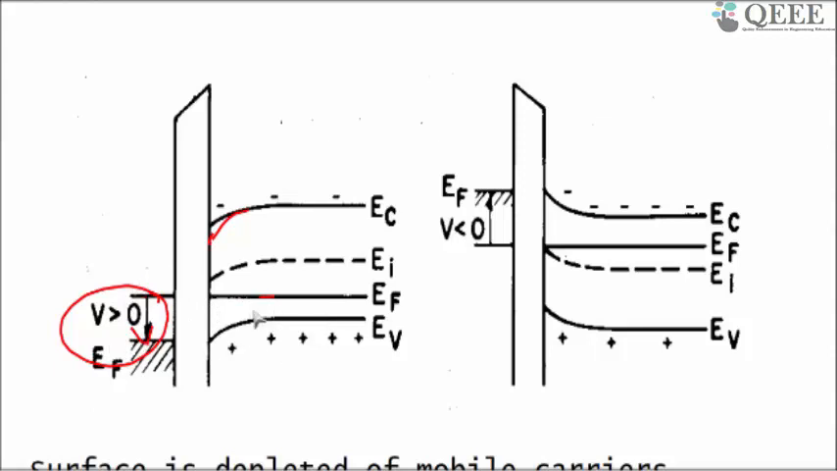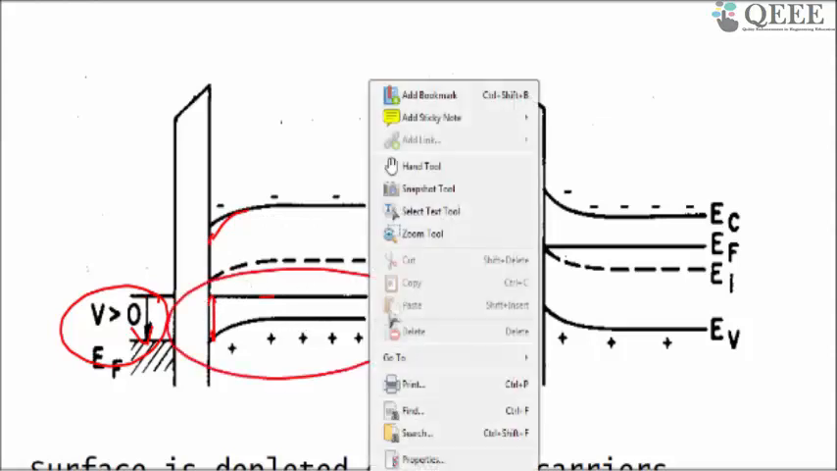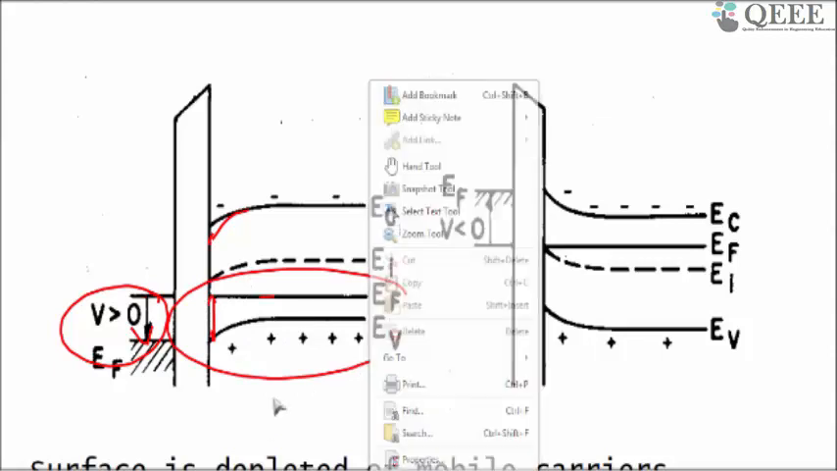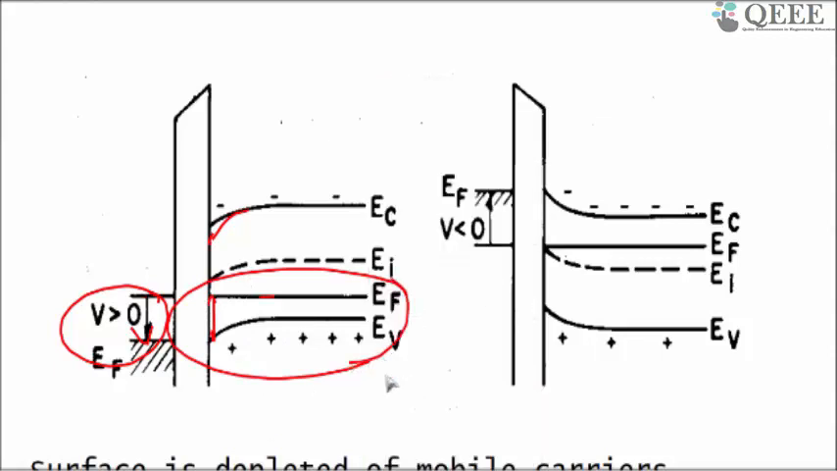So now you can see what is happening. The EV is moving away from EF. The EC, or the EI, is coming closer to the EF. Let's assume this EF and EV. In this case, the hole concentration is exponentially proportional to EI minus EF of x by kT.